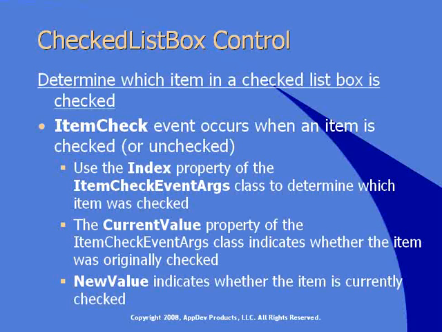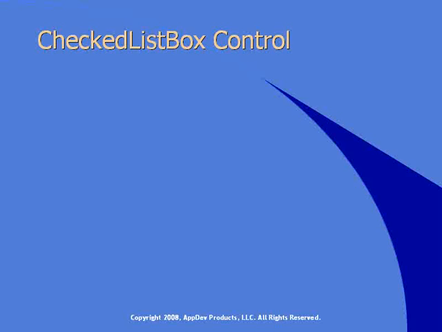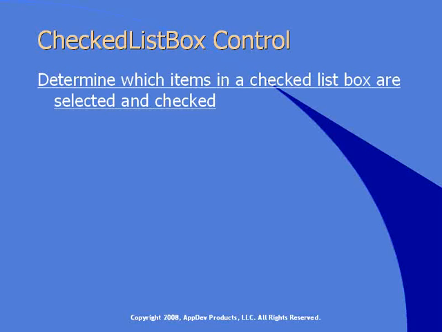And then you can use new value to determine if it's been checked, and that's why we're in the item check event, or if it's just been unchecked. So you can use the item check event and those properties to respond to an item in a check list box being checked. But how do you know which item or items were selected and checked?